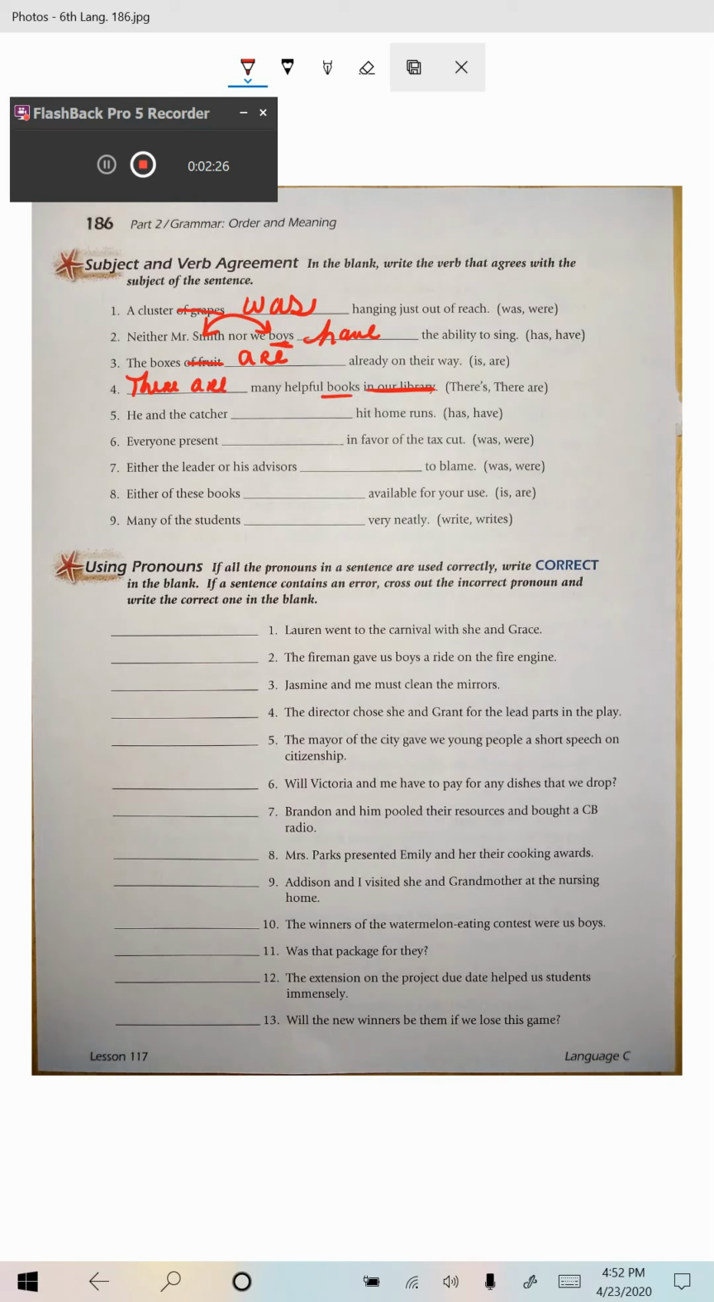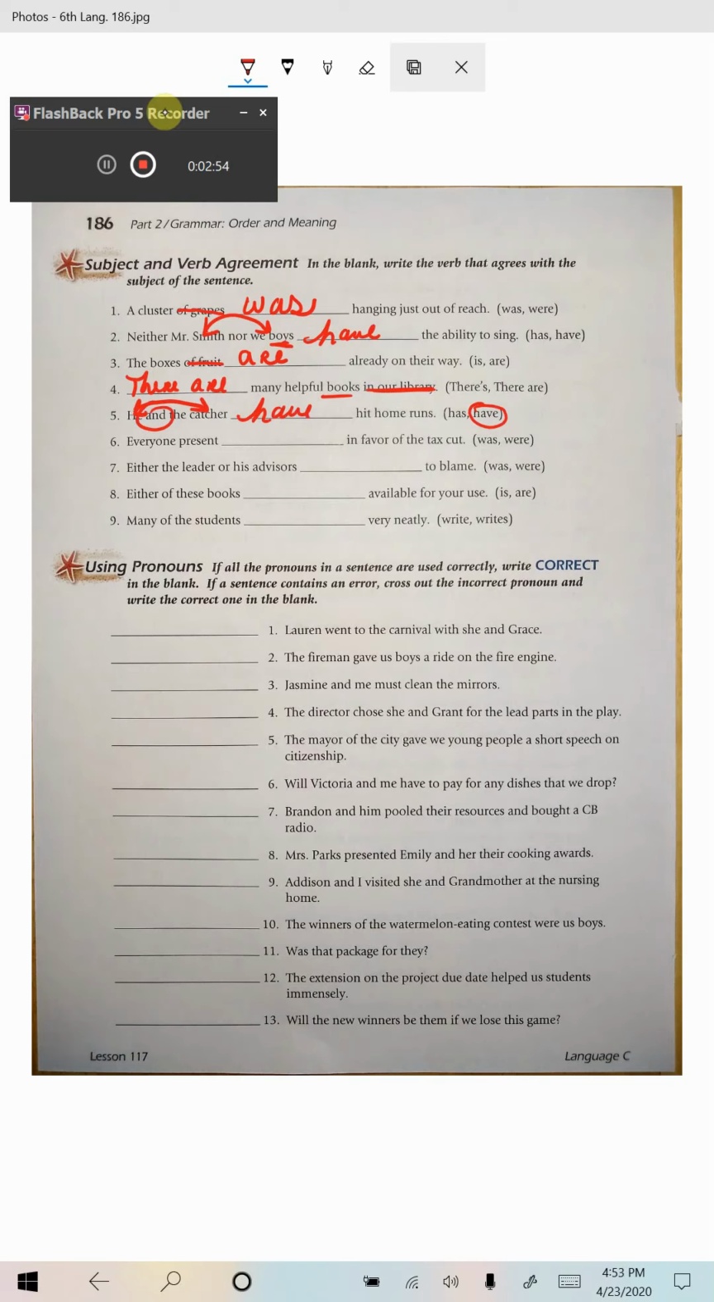This is one we say incorrectly, so you have to use what you know. He and the catcher. Here we have two singular things, right? But there's an and, so together they become plural. So we want to use the plural verb, have. I'm going to keep doing this with you because I want to make sure you've got this.